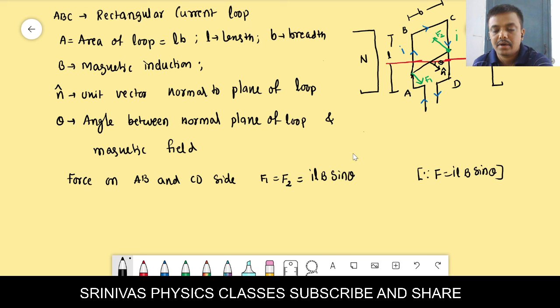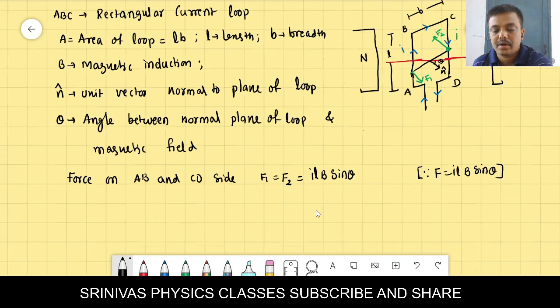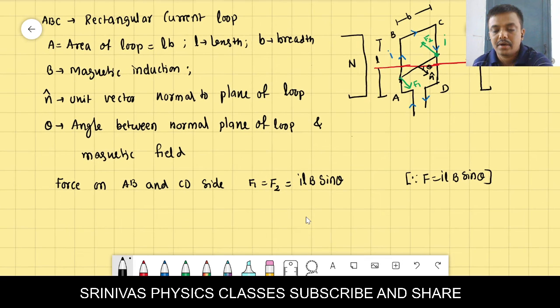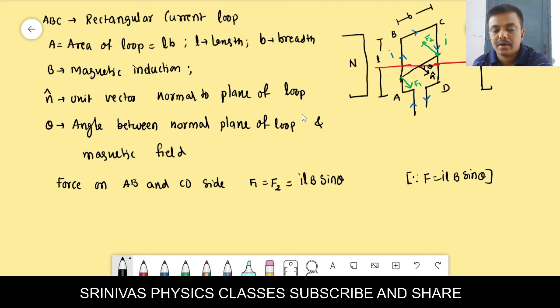Understood? But what is theta here? This theta is different, you remember. Here theta is the angle between L and B. But L is perpendicular to B, is it correct? L is the length of the wire like this, and the field is to the right side. That means L is perpendicular to B automatically. L means the AB wire length, field to the right side, so 90 degrees is there.